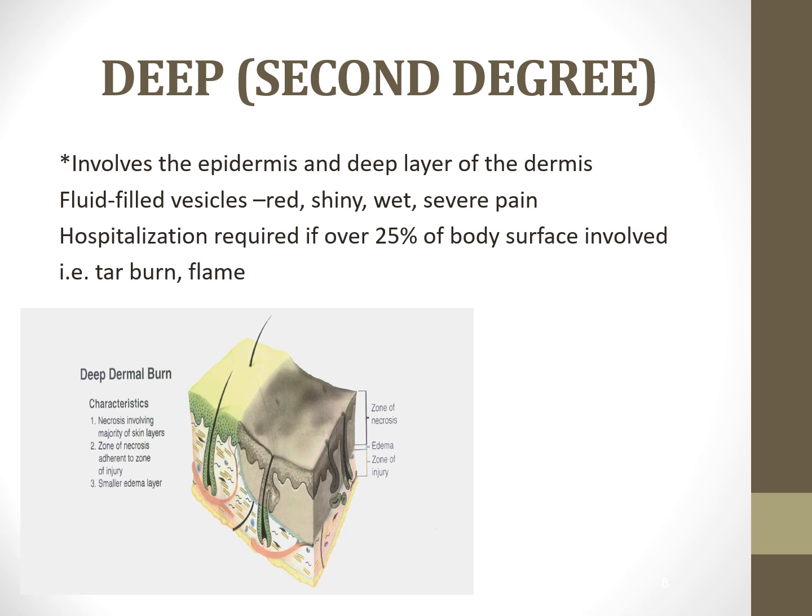It involves the epidermis and deep layer of dermis. Fluid-filled vesicles may form. The skin may go red, shiny, and wet, and severe pain occurs. Hospitalization is required if over 25% of the body surface is involved. How may the second degree burn be caused? By a tar burn or flame. Tar means, in the local language, in Punjabi, we call it lok.